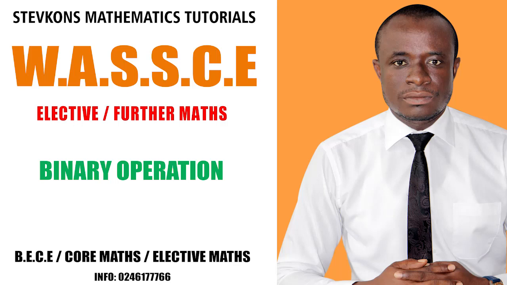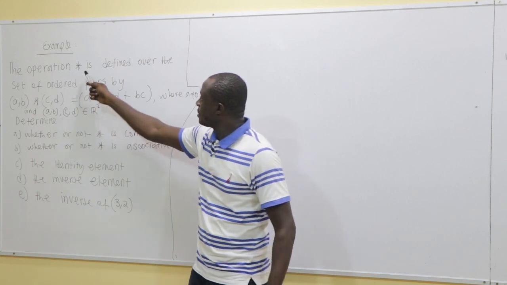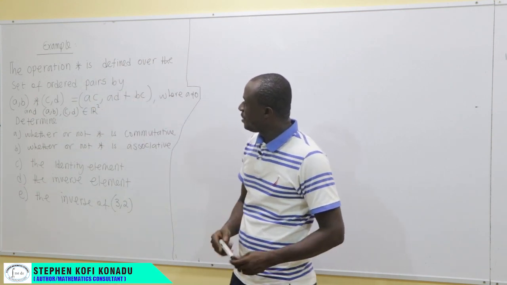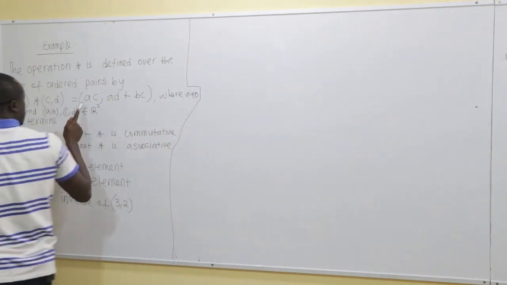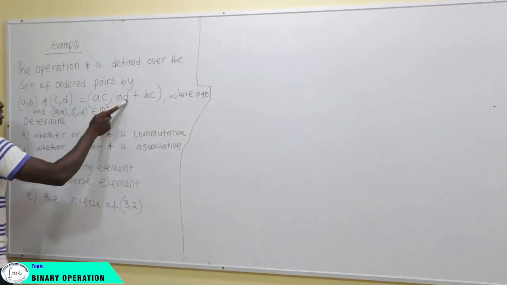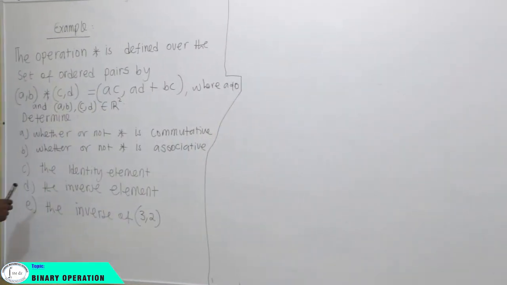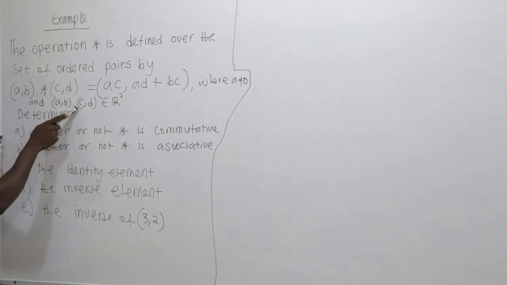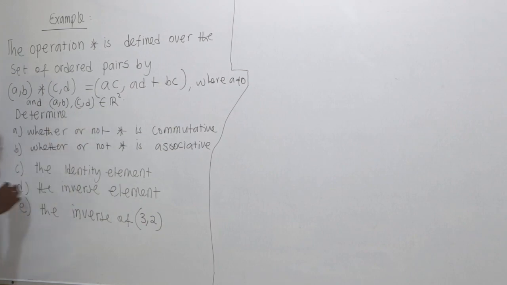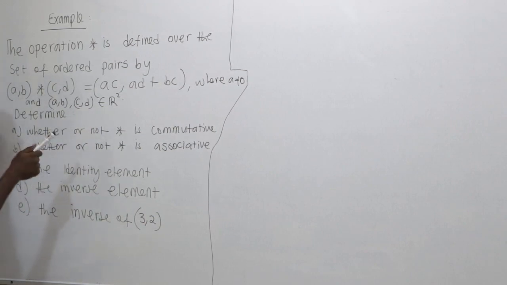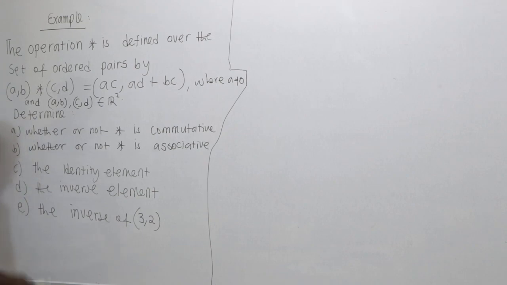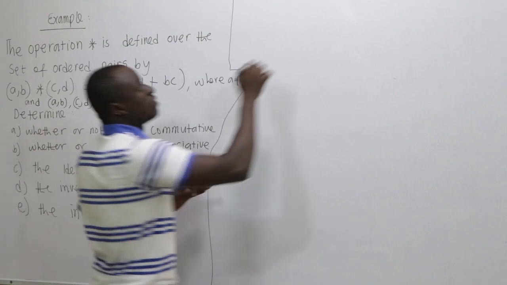Now let's consider this example. The operation star is defined over the set of ordered pairs by (A, B) star (C, D) equal to (AC, AD plus BC), where A is not equal to 0 and (A, B), (C, D) is a member of R squared. What we were doing previously was a member of R, but in this case we have R squared. Now the question is that we should determine whether or not star is commutative.